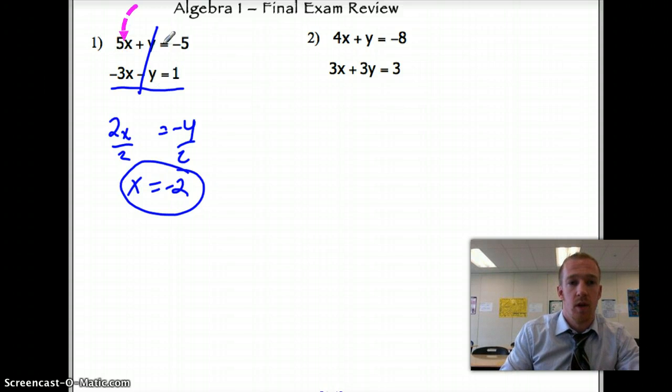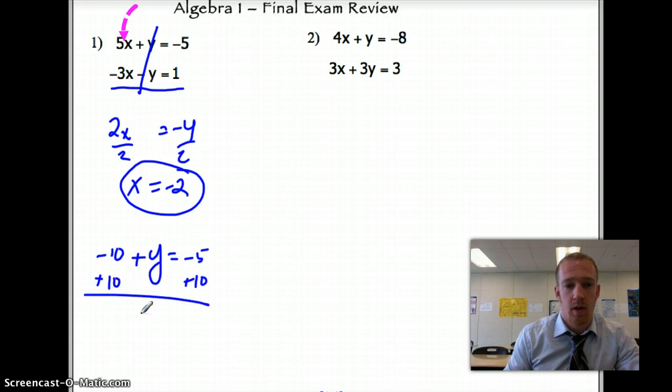So I'm going to plug it in right here. So that gives us 5 times negative 2 is negative 10 plus y equals negative 5. And then add 10 to both sides so we can solve for y. That gives us y equals 5.